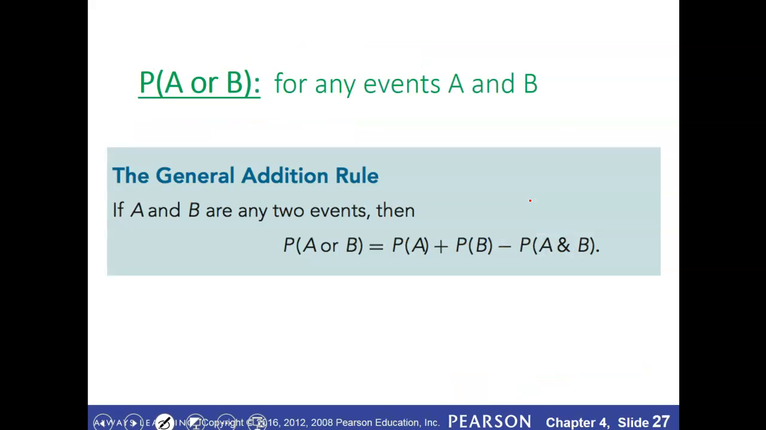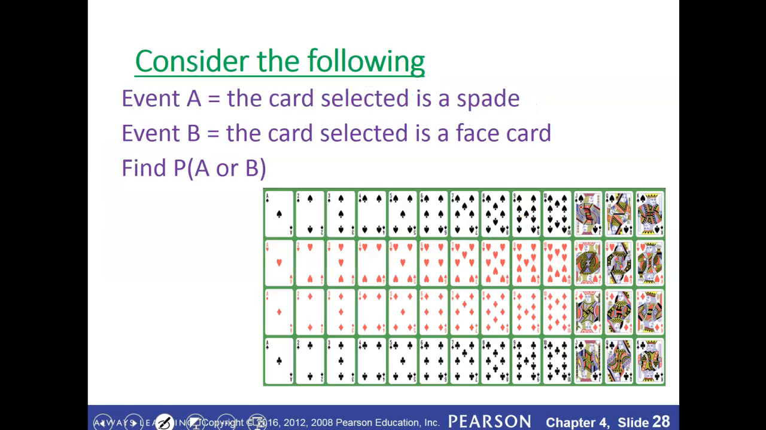And this is probably the most complicated general rule that we're going to have today, and that is for any events A and B. They don't have to be mutually exclusive. If I'm looking for the probability of A or B, I could add the two together, but then I have to subtract the intersection of those two sets. Here's an example of what we mean by this.